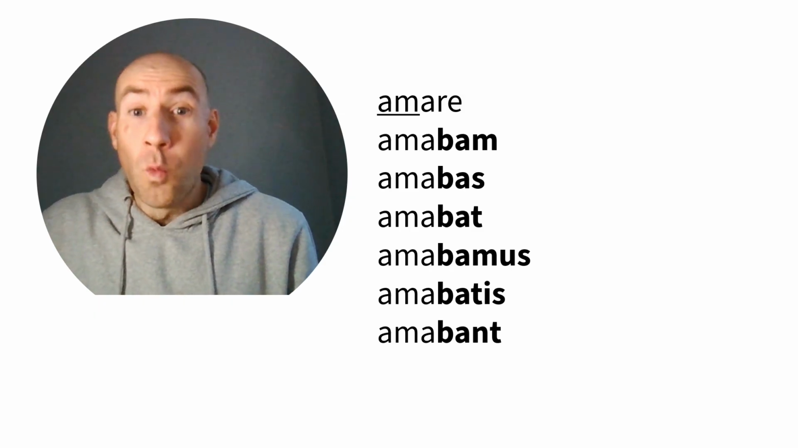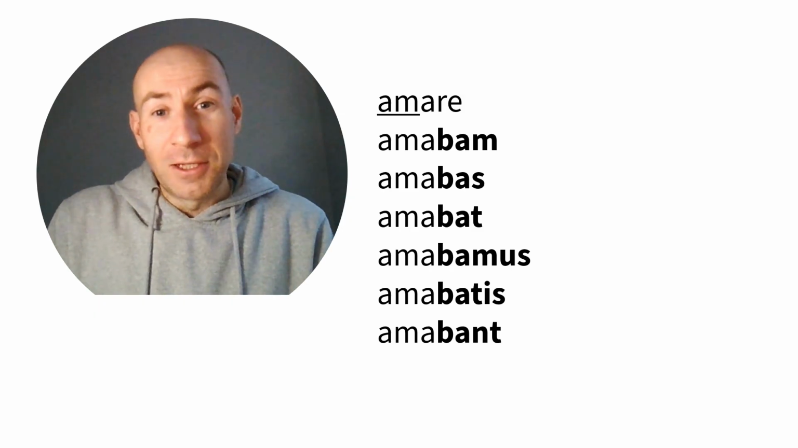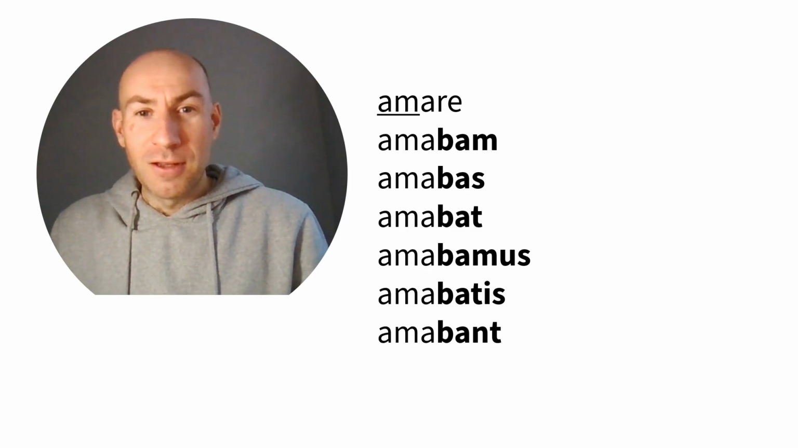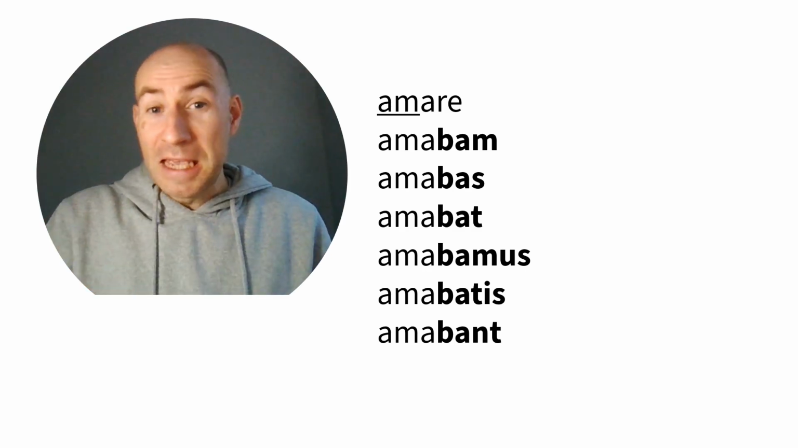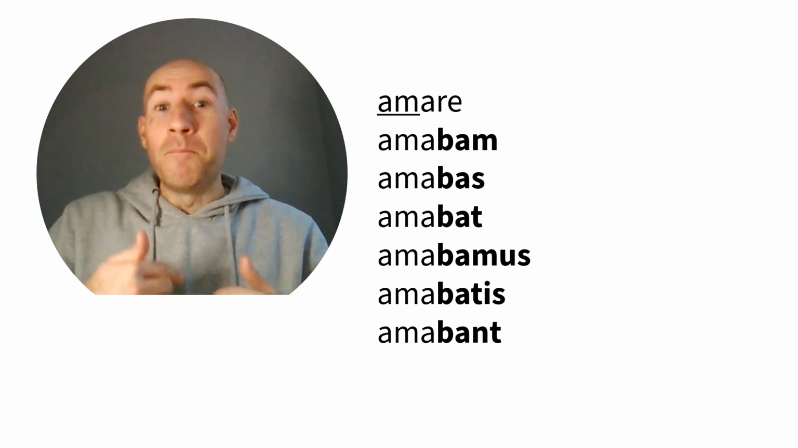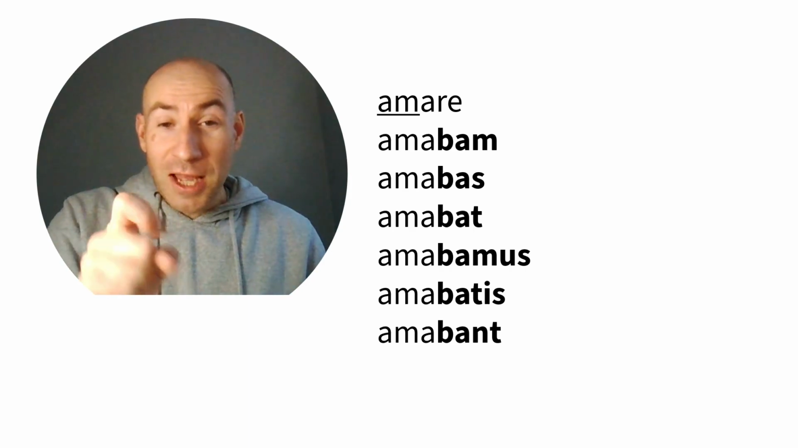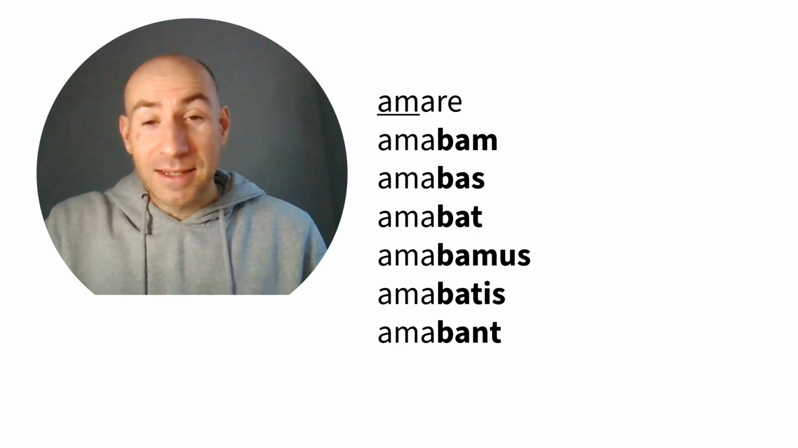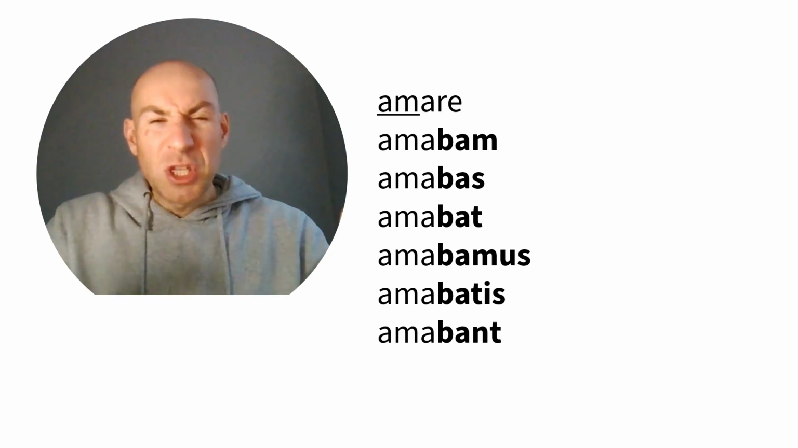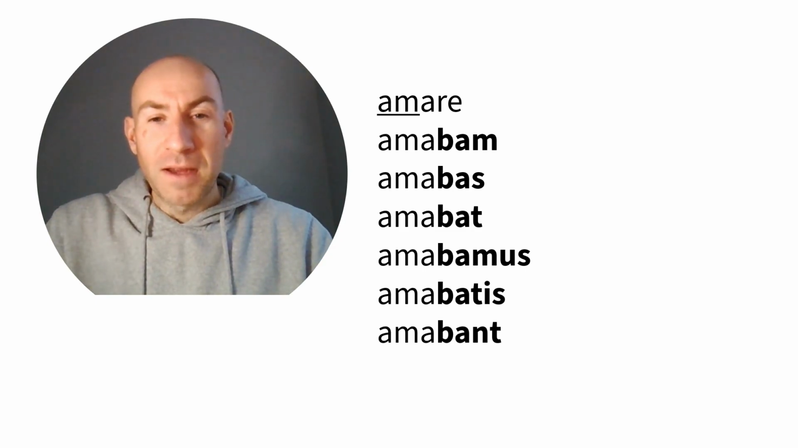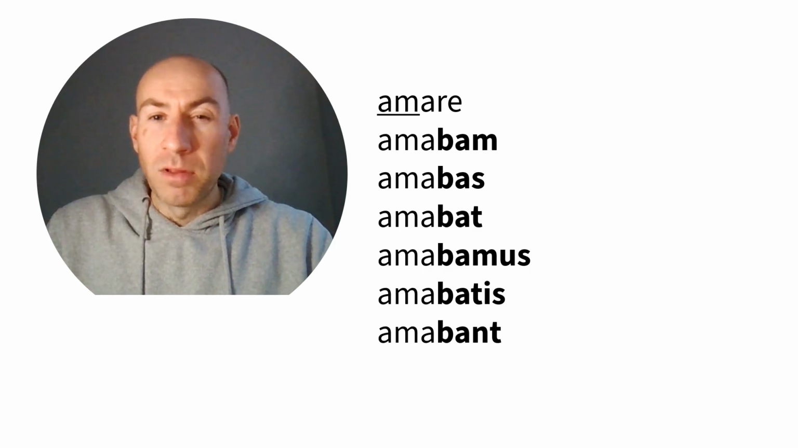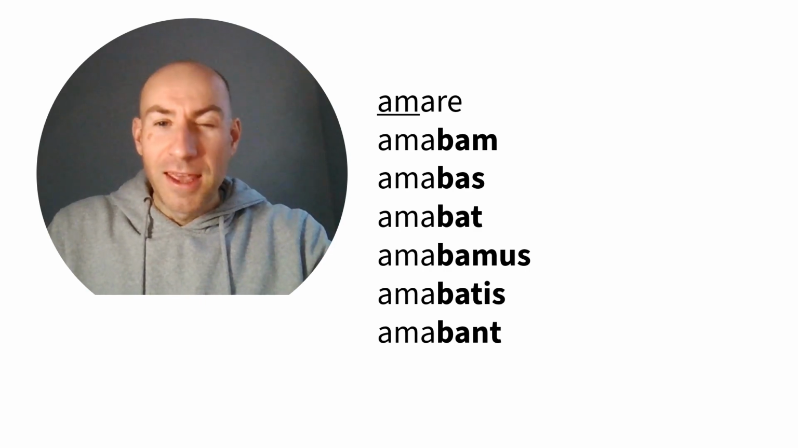Amabam, I was loving, or maybe I used to love, depending on the situation. Amabas, you used to love. Amabat, he or she. Let's just do those three again. So, I was loving, amabam. Amabas, that's you. Third person, amabat. Again, please. Amabam, amabas, amabat. It's all about the b with this imperfect tense. When you see this bam, bas, bat, straight away, you know it's incomplete, ongoing, repeated action in the past.